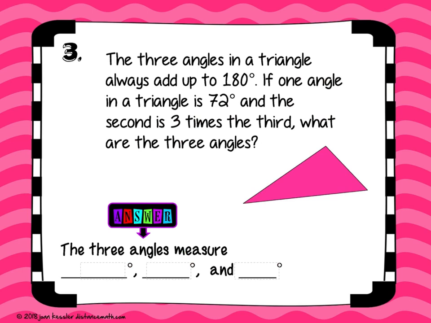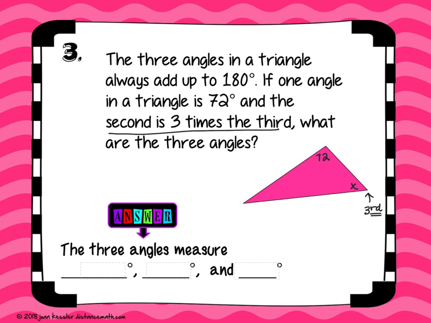On this next example, it says the 3 angles in a triangle always add up to be 180. If one angle in a triangle is 72, so I'm going to go ahead and label the first angle 72. The second is 3 times the third. What are the 3 angles? So it doesn't give me any information about the third angle. So I'm going to name this X. And I'm just going to label it third so I remember which one I'm referring to.